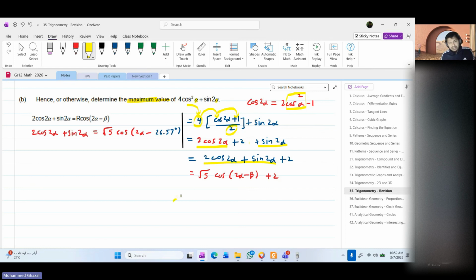Now we want to know the maximum value of this function. The maximum value of this trigonometric function is the number in front, which is root 5. Max value is equal to square root of 5, and then it's shifted up by 2 units, so plus 2. Right, guys, that's the maximum value. And the minimum value will be minus root 5 plus 2. Very nice question.